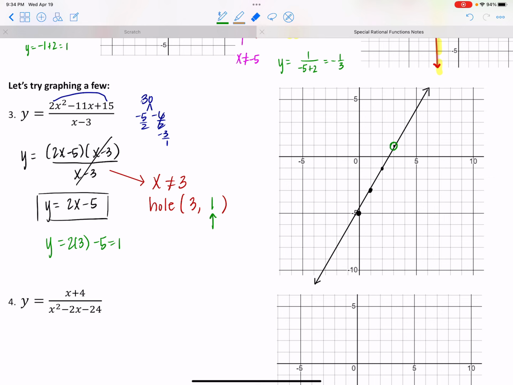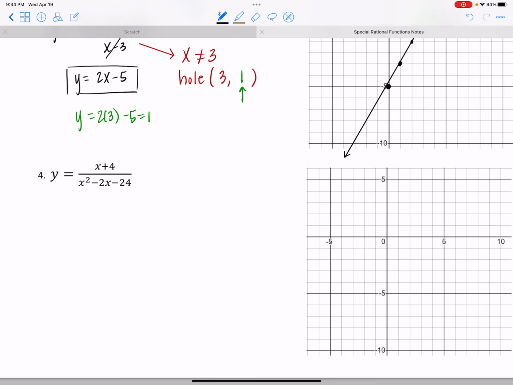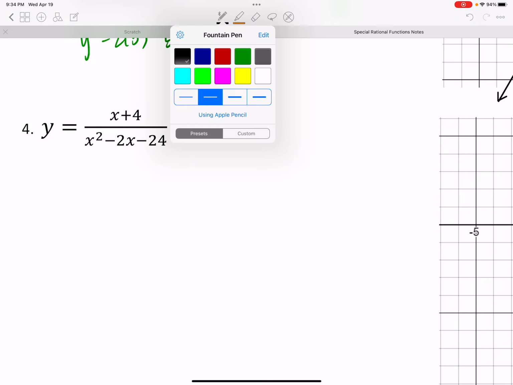So I'm just going to edit my graph a little bit here. Alright, so at 3, 1, I should have a hole in this graph. And then the rest of it is a nice continuous line. So at 3, 1, we have that removable discontinuity. Okay? Not so bad, especially if the simplified function is linear, but often our simplified function is still rational. So let's look at one more example here. Again, I'm going to try to factor the bottom.